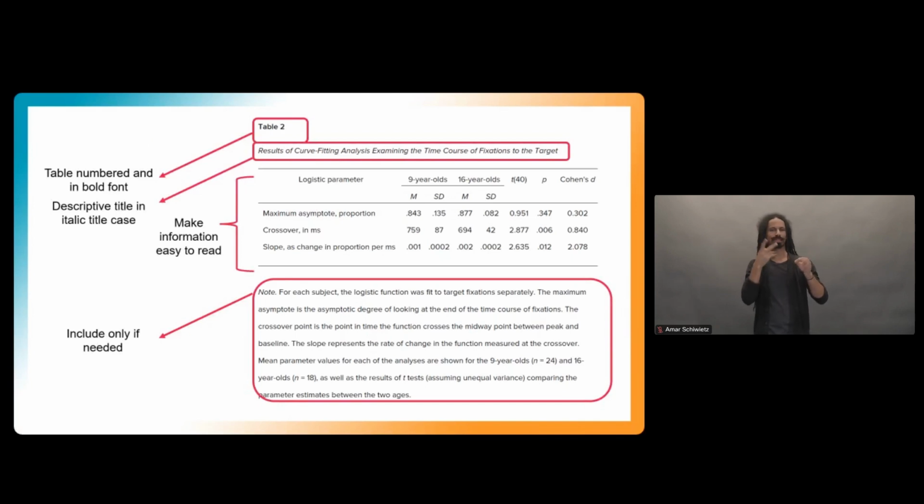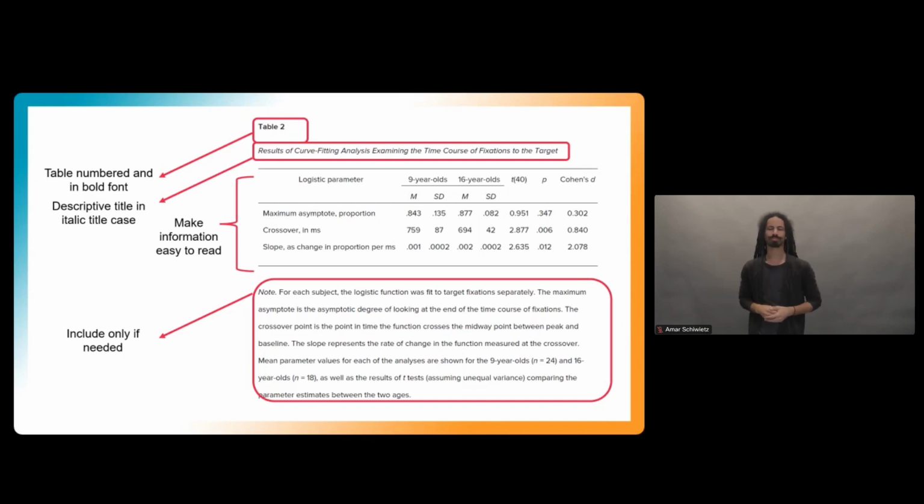So this is the actual title, and it very clearly tells the reader what the information in the table is. So in this case, results of curve fitting analysis examining the time course of fixations to the target. I am not sure what that means, but I'm sure if I was an instructor marking this paper, I would. And then the table itself comes next. Make sure the information is very easy to read. That's a little advice that APA gives. APA likes when things are laid out and they look very clear.